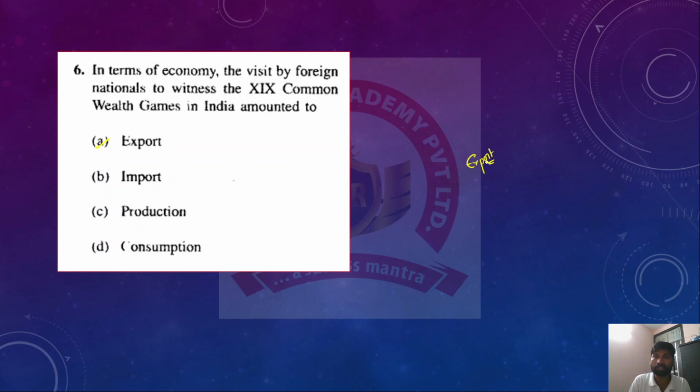When we export goods and services, we sell our services to foreigners. In the same way, when foreigners visit India, they also use their forex reserves to purchase various services. Therefore it amounts to the export of goods or services. So this is the correct answer.